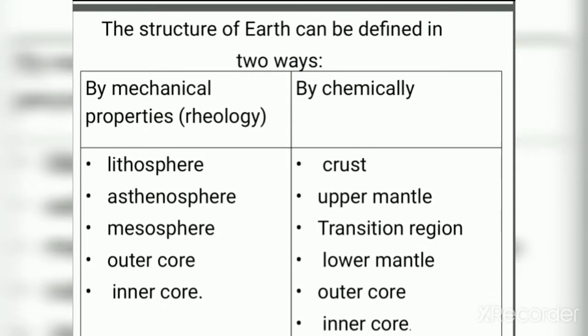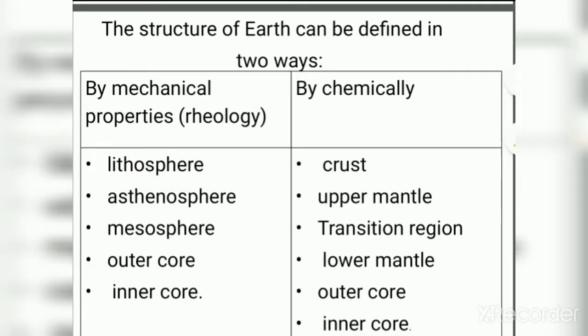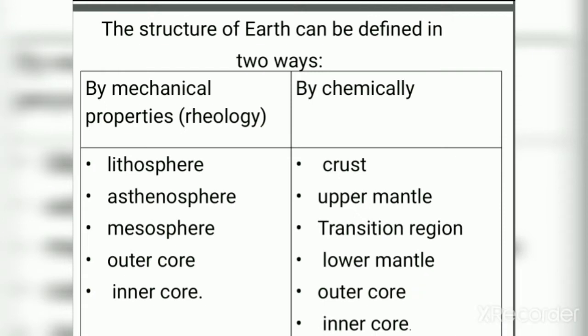So crust, mantle, core. This is the general classification, but the structure of the Earth can be defined in two ways, by mechanical properties or by chemical properties. Considering the mechanical properties, the Earth is divided into five: the lithosphere, asthenosphere, mesosphere, outer core and inner core. Chemically, it is the crust, mantle, transition zone, lower mantle, outer core and inner core.